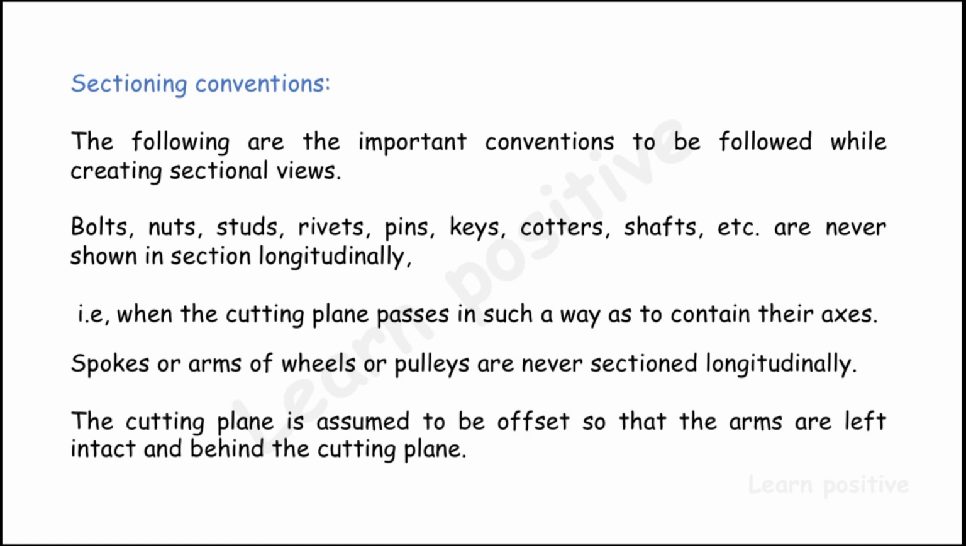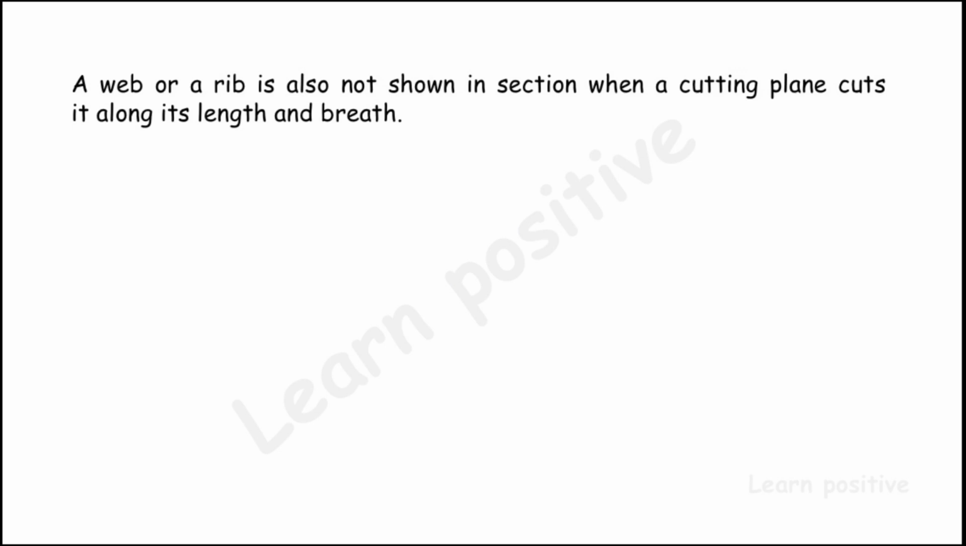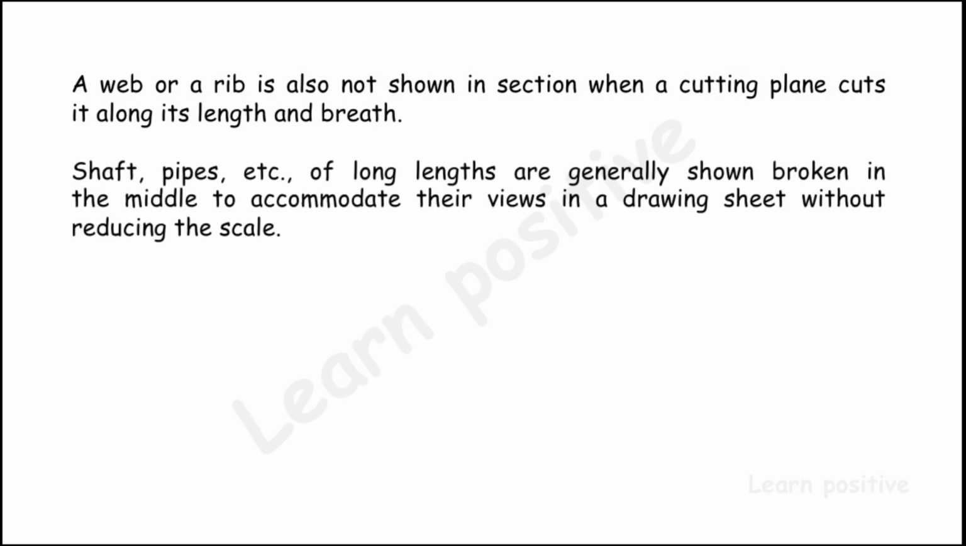So it will never cut the bolts, nuts, rivets like that. So it will be offset at that portion. And a web or a rib is also not shown in the section when a cutting plane cuts it along its length and breadth, because in sectional views the cutting plane never cuts them, due to misdirection of the dimensions. So shafts, pipes, etc. of long length are generally shown broken in the middle to accommodate their views in the drawing sheets without reducing the scale.